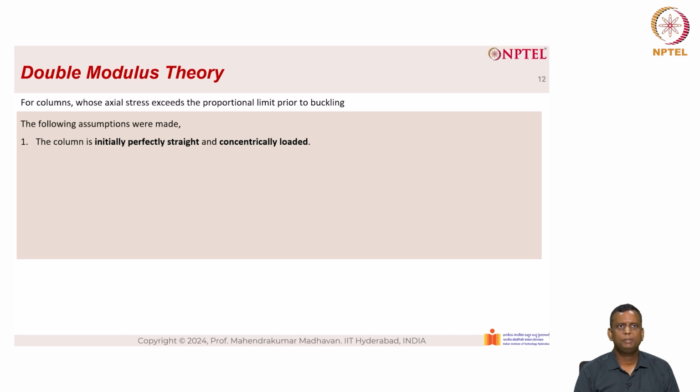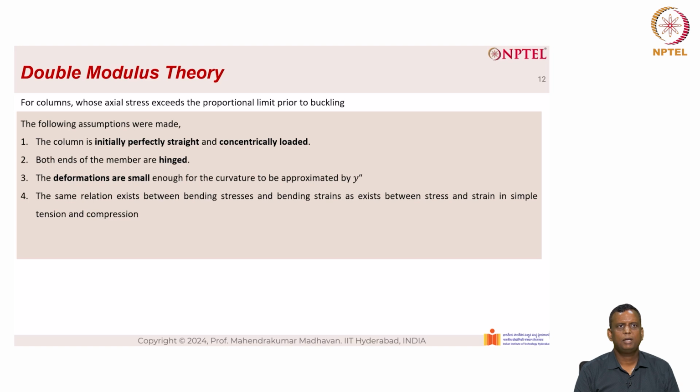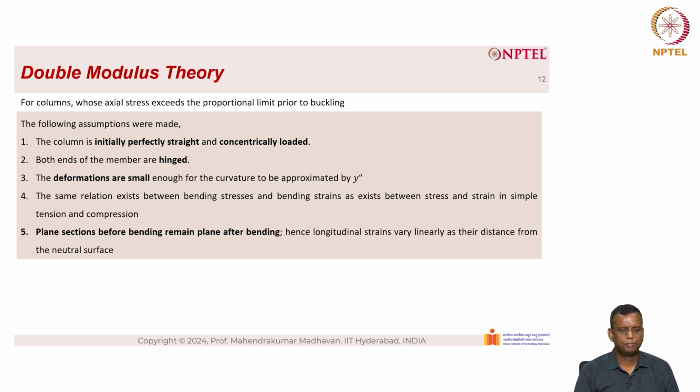The column is initially perfectly straight and concentrically loaded. Both ends of the member are hinged. The deformations are small enough for the curvature to be approximated by y double dash. The same relation exists between bending stresses and bending strains as exists between stress and strain in simple tension and compression. Plane sections before bending remain plane after bending, hence longitudinal strains vary linearly as the distance from the neutral surface. The critical load is obtained by means of a concept of neutral equilibrium.